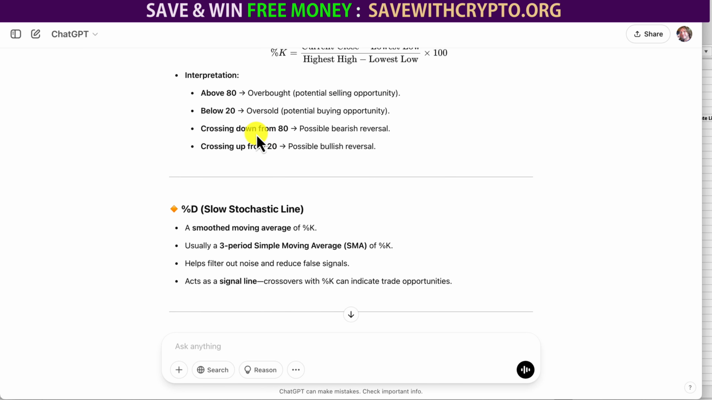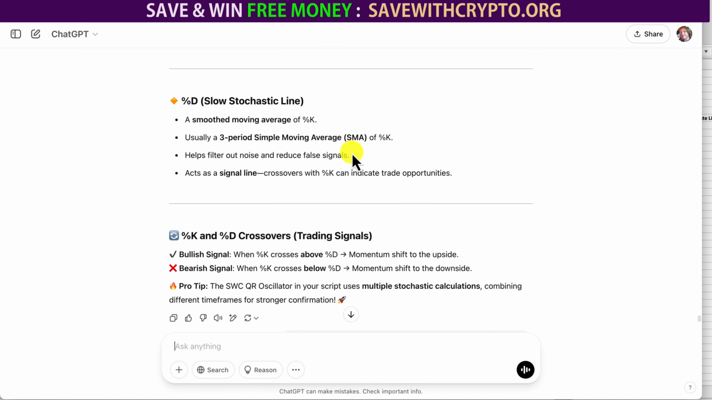Okay, so when it crosses down from the 80, that is a possible bearish reversal, and when it crosses up from the 20, a possible bullish reversal. Okay, all pretty straightforward so far.